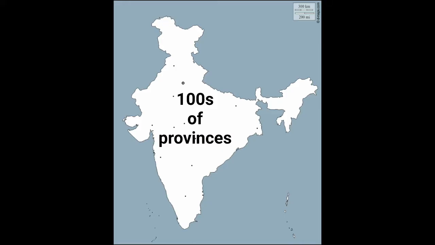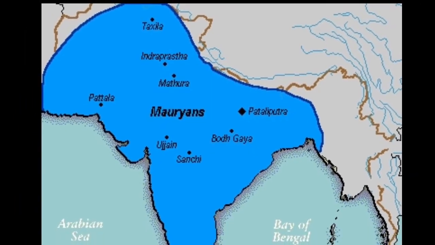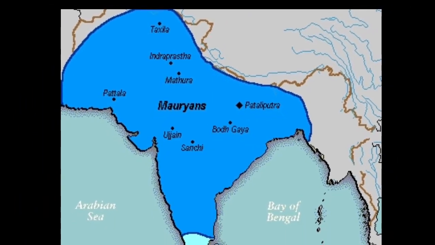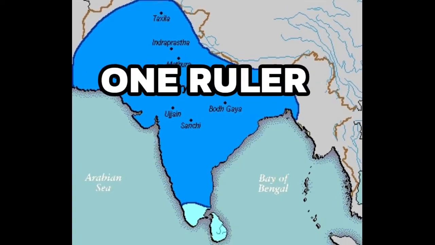The Indian subcontinent was divided into hundreds of kingdoms ruled by independent chiefs who were in conflict with each other. But Chandragupta Maurya occupied all those kingdoms one by one and brought all of them under one empire for the first time. This is simply the first time India has been centralized.